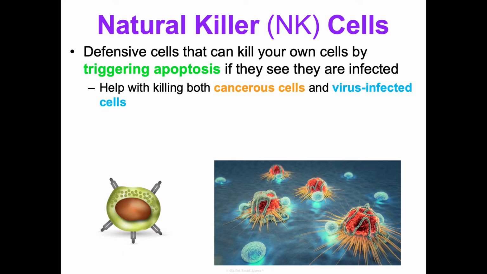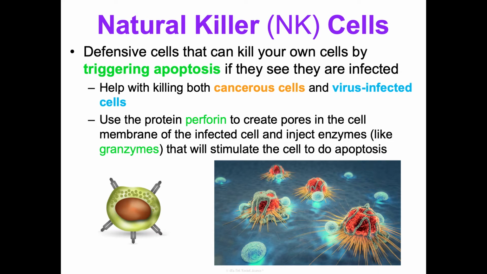So this helps with killing cancer cells in the body and also virus-infected cells because it sees you're infected, and so it tells the cell basically to kill itself. How does it do that? It uses a protein called perforin, and it creates pores, or pokes holes, in the cell membrane of whatever cell is infected, and then it injects enzymes through those pores, like an enzyme called granzyme, and then that stimulates a cell to do programmed cell death, which is apoptosis.